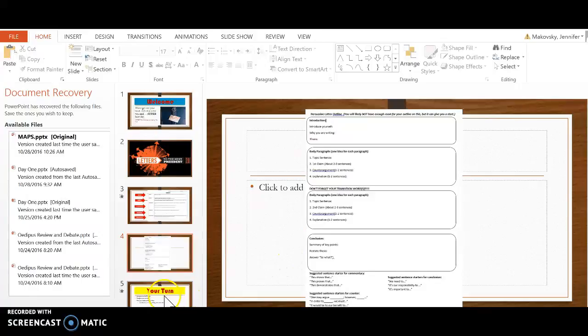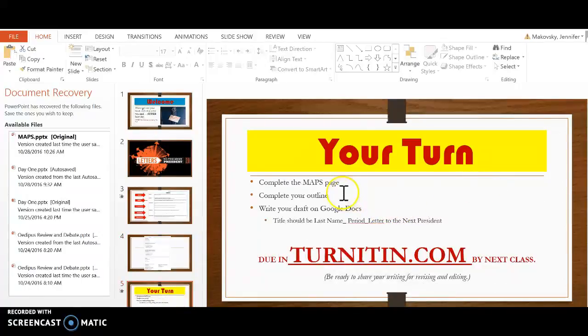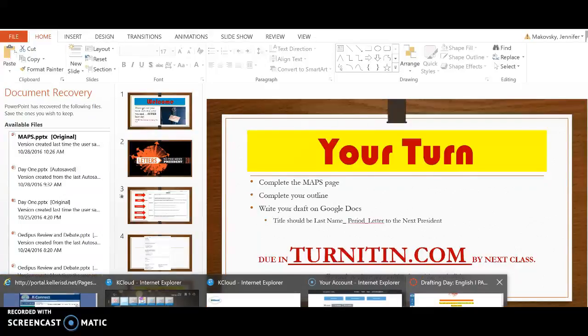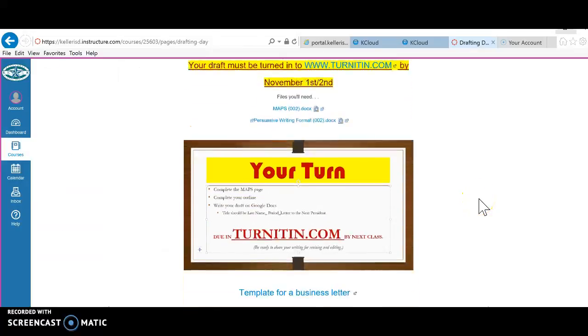And then after that, you've completed the maps, you complete your outline, and then you log into Google Docs and you type it up. So if you could please title it, make sure you're in your KISD account, title it with your last name, your period, and then the letter to the next president. Okay? Once you're all finished drafting up this really cool letter, then you go to turnitin.com. And again, it's really important that you put it into turnitin.com prior to the next class period, just because that's the way we're going to do our revising and editing.